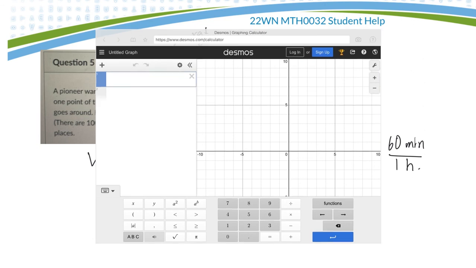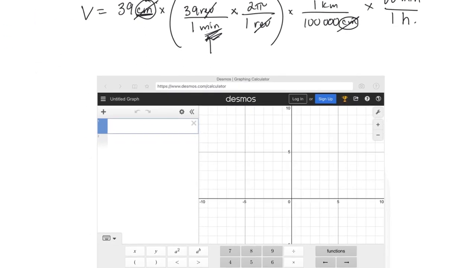Okay. Have to move that down. Okay, let's try. So 39 times, and you could put it if you want, just the same as we had there, 39 divided by 1. Go over. Times 2 pi divided by 1. Go over. Times 1 over 100,000. Hope that's enough zeros. Times 60 over 1. Divide 1.